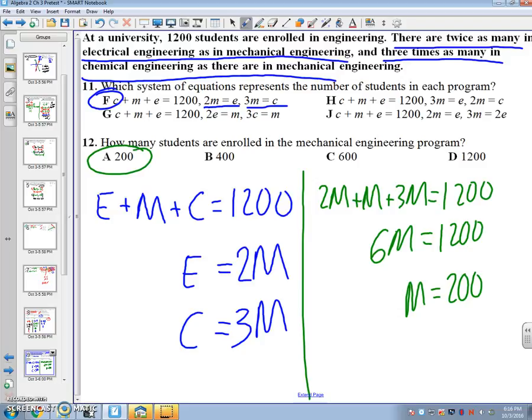Now you could use matrices to do that. If you got everything on the one side, standard form, so basically letters to the left, numbers to the right, which would be 0 here. Use a calculator, and it will give you 200 for M.